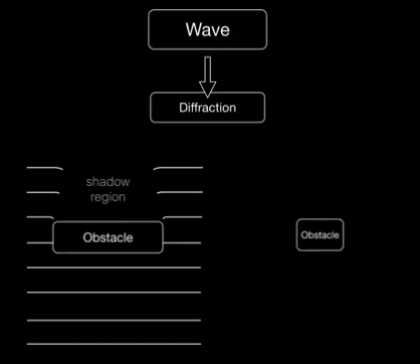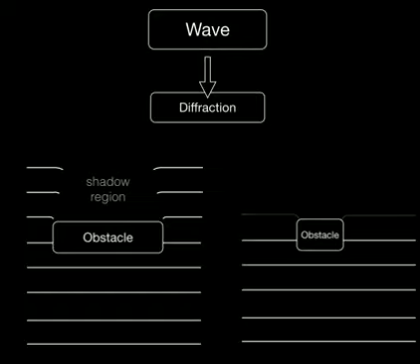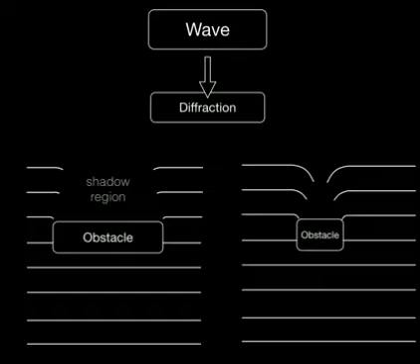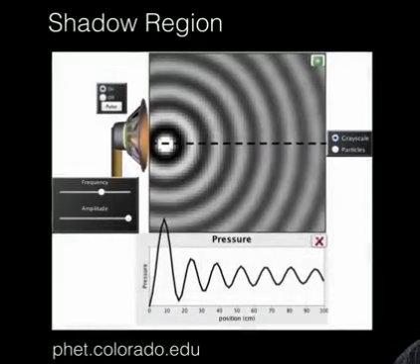So now the size of the obstacle is around the size of the waves. We decrease the size of that shadow region. And so by matching the obstacle or the opening to the wavelength, we can get more diffraction. And so let's do a little PhET simulation of that.